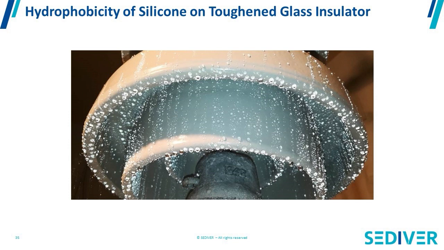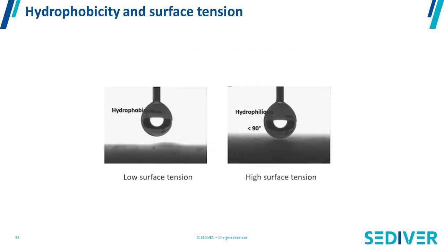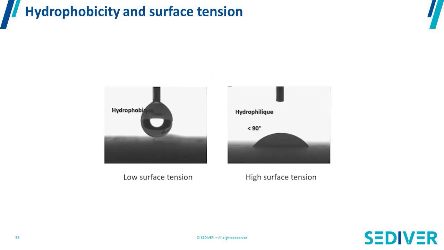Hydrophobicity is a word that describes the ability of a material to shed water and not be wet. So you see on these pictures, this is a Sediver insulator with silicone coating. You see we have very small water droplets everywhere, but you don't have a big patch of water covering the surface of your insulator. So typically in this case, if you have pollution, your leakage current remains low because the surface is not wet. It remains relatively dry. So this is what has been used for many years in extreme pollution conditions.